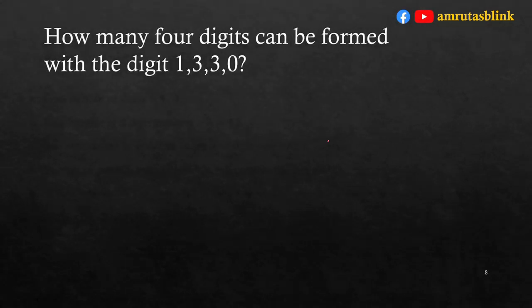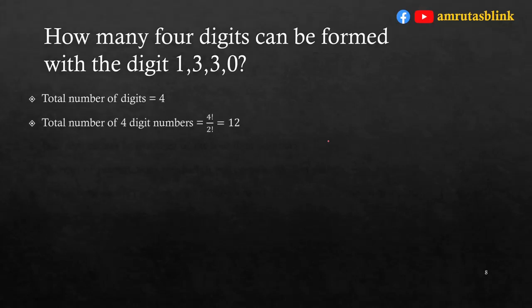How many 4-digit numbers can be formed with the digits 1, 3, 3, 0? How many digits are given? There are 4 digits. 3 is repeated. So 1, 3, 3 and 0. So how many 4-digit numbers we can create is 4 factorial upon 2 factorial.